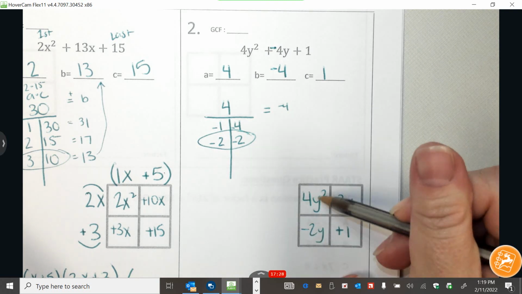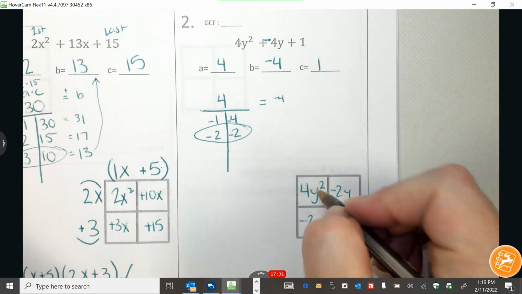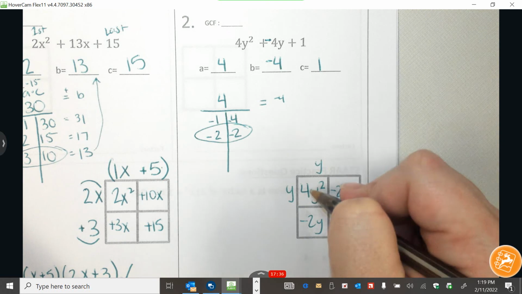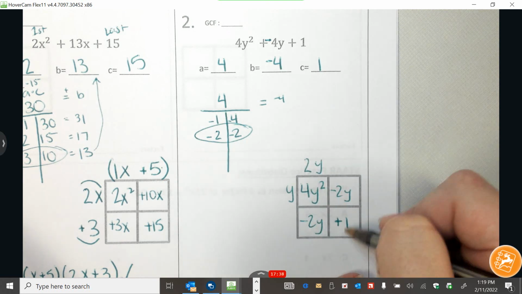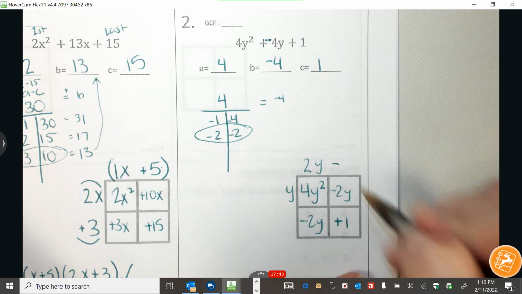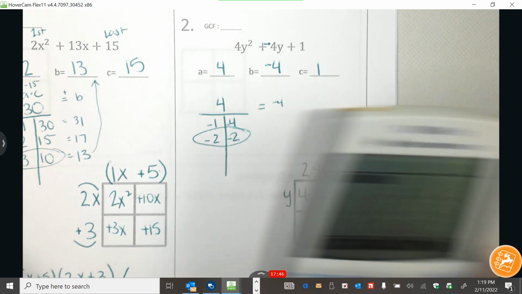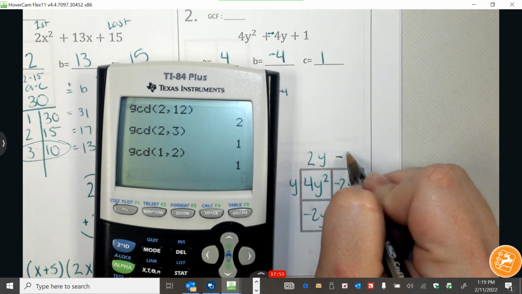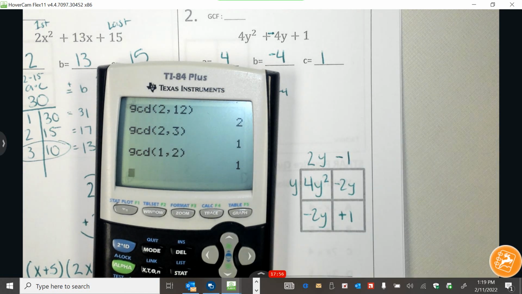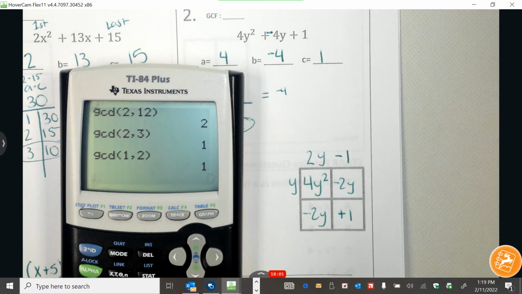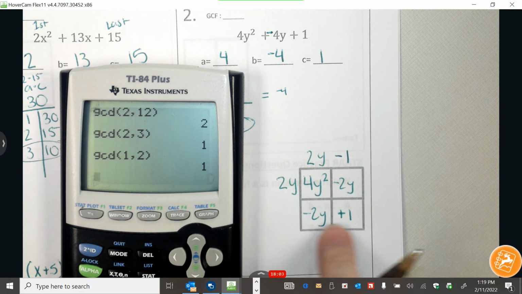So what's my GCF here? Remember, y will always be here. Your letter will always be there. So you're right, 2 goes into it. What about here? See how this is a -2y. That means I'm going to take out a negative. And what's my GCF between 1 and 2? You're right. It's 1. So what's my GCF between 4 and 2? What's my GCF between 2 and 1?